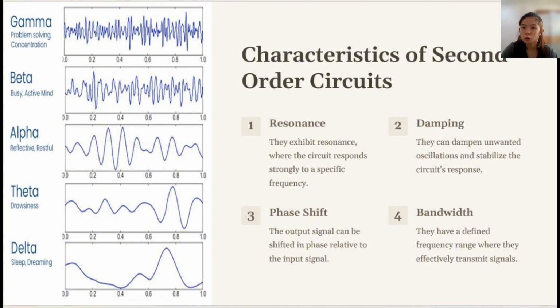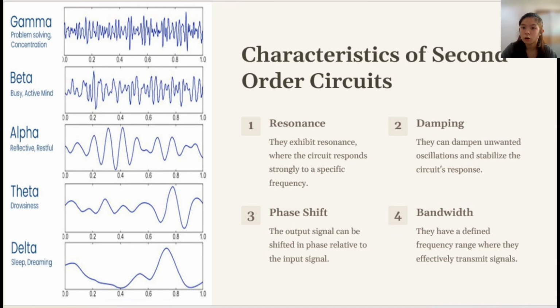Now, let's dive into the application of second-order circuits in EEG systems. EEG is a technique used to measure the brain's electrical activity by detecting the tiny electrical signals produced by neurons firing in the brain. This activity is captured by electrodes placed on the scalp.